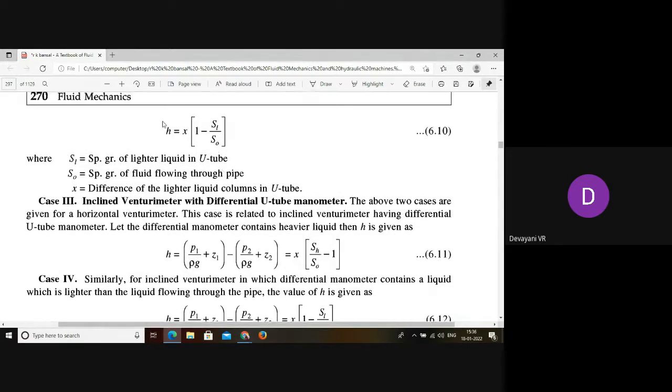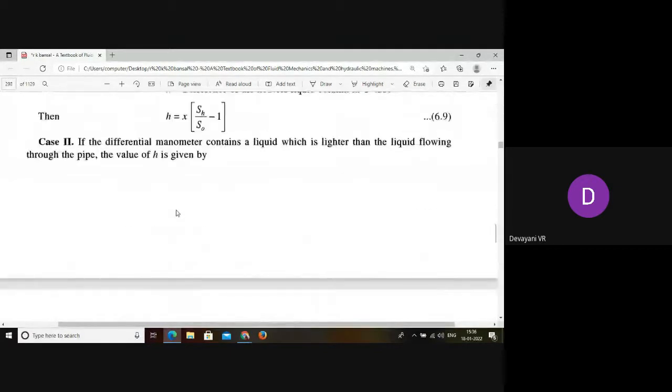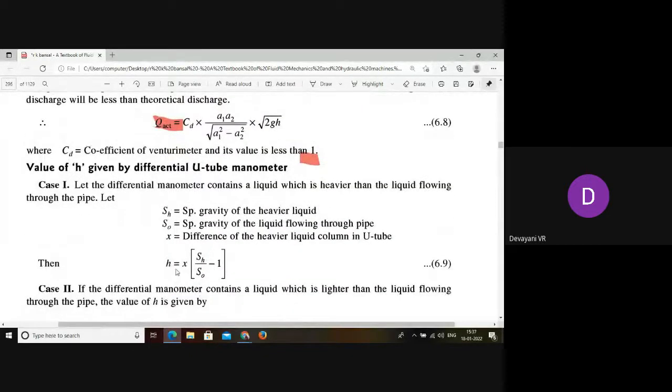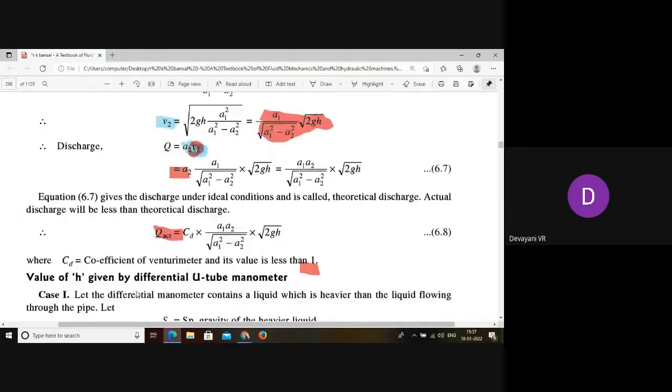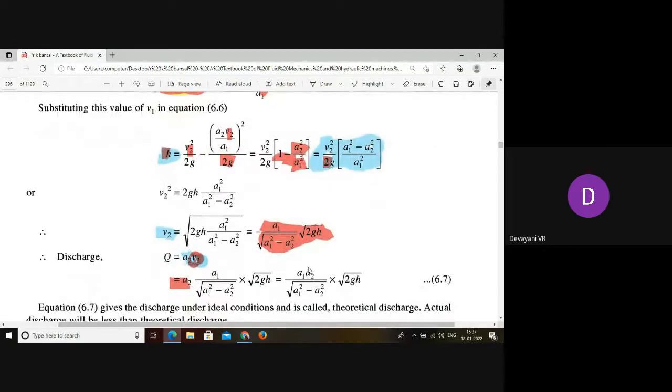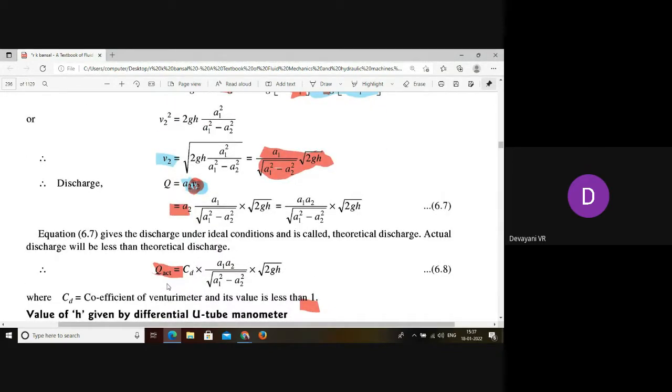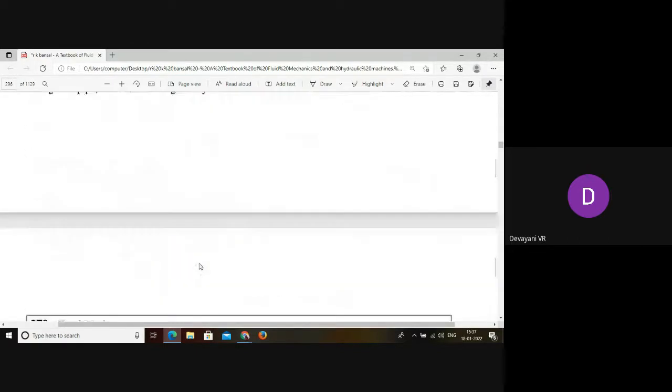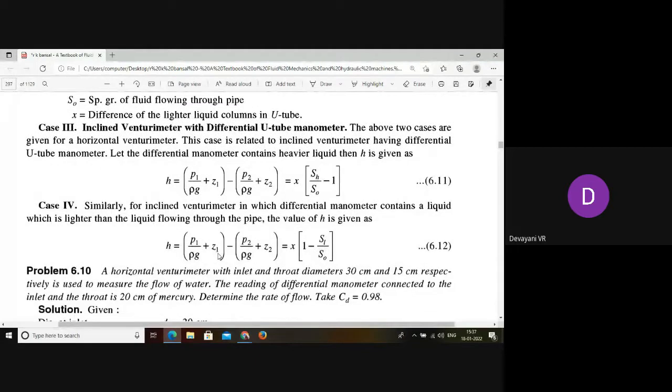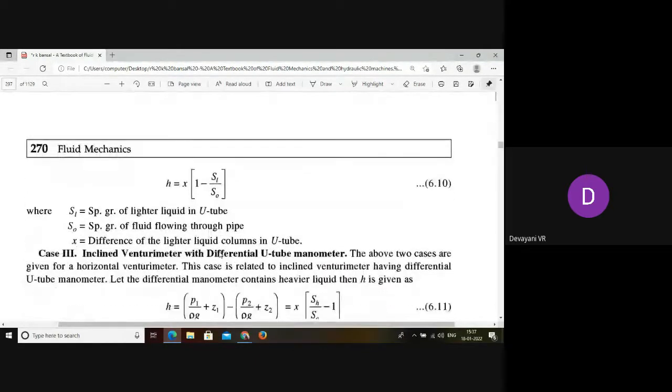Okay, so that is about the head and discharge of a venturimeter. The equation for head is H equals X into (SH by SO minus 1), and here X is the difference of liquids in the tube, that is H1 minus H2. The theoretical discharge equation will be A1 A2 into root 2gH by root of A1 square minus A2 square, and the actual discharge is the coefficient of discharge into the theoretical discharge. Right, so these are the equations for actual discharge and theoretical discharge.